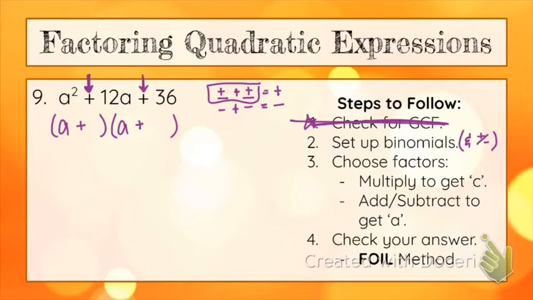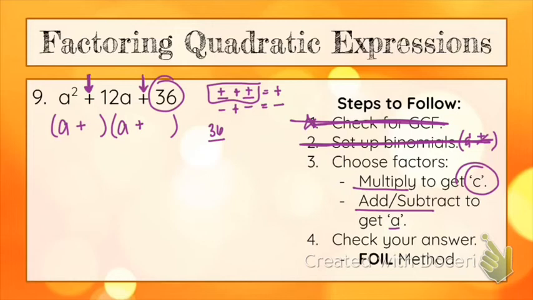All right, so we've set up our binomials, we've chosen what our signs are going to be. So now we need to choose our 2 numbers. So they have to multiply to get C and add or subtract to get B. So since our signs are the same, then we're going to list our factors of 36, so they multiply to get C. This is C. And then if your signs are the same, then the sum has to be B. 12. So we want 12. All right, so let's list our factors of 36.